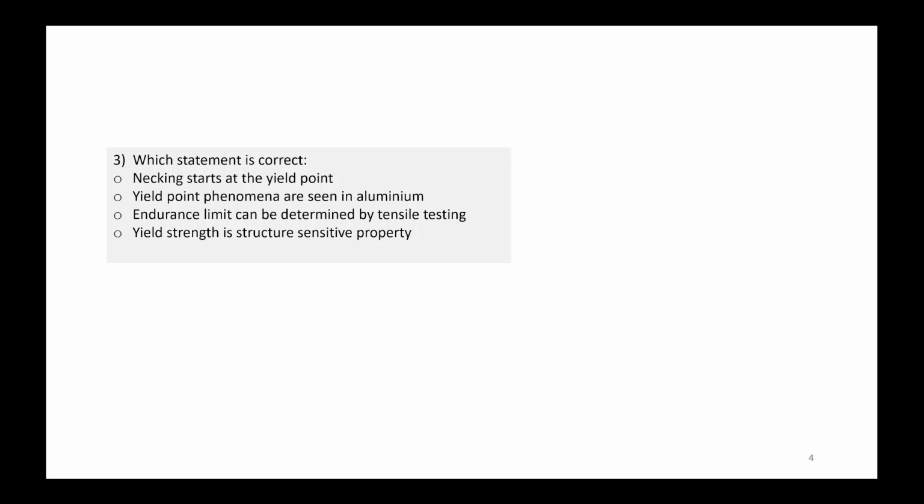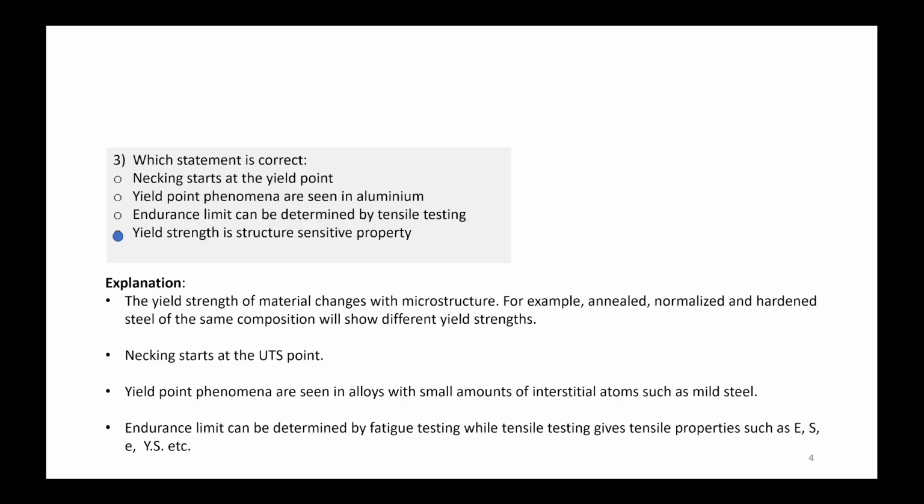In this one you had to tell which statement is correct. Your yield strength is a structure sensitive property; the others are wrong because necking starts at the UTS point. Yield point phenomenon is seen in mild steel type of materials where interstitial atoms are present. Endurance limit is measured using a fatigue test.